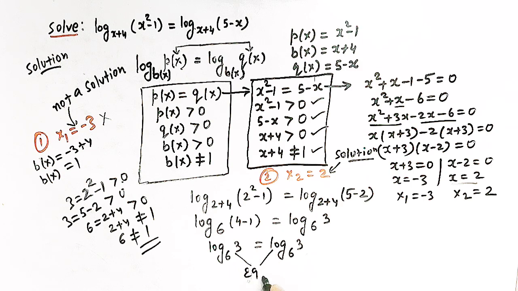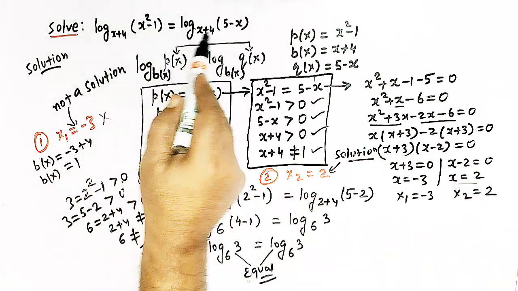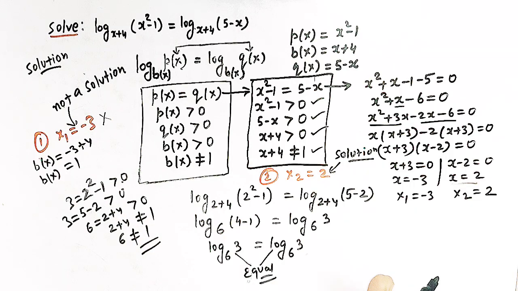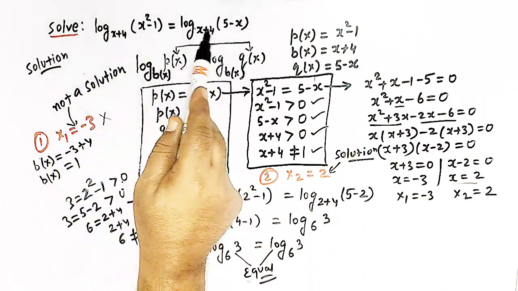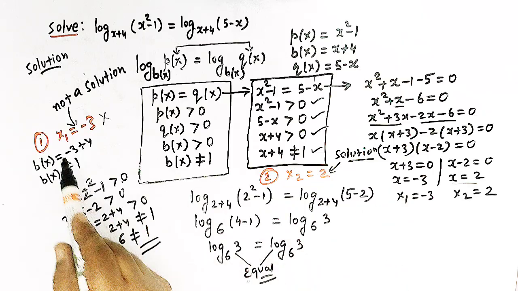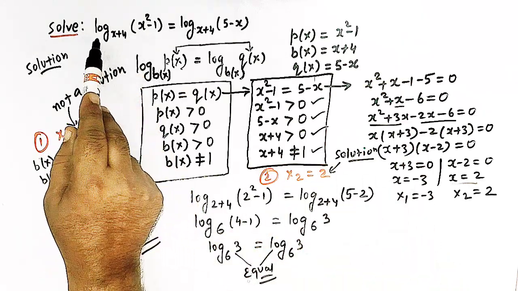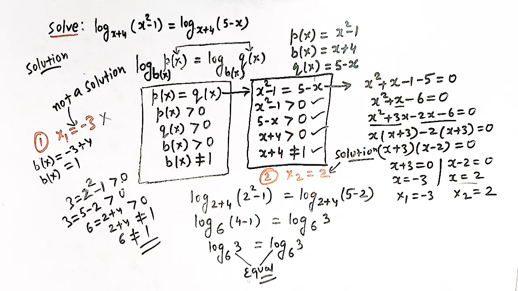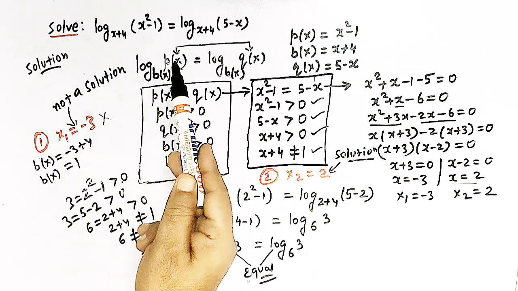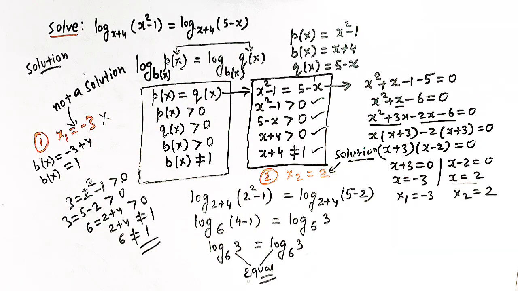So here we have seen that when we take x is equal to 2 in the given equation, then both the sides are equal, right? So here x is equal to 2 is the only solution of this logarithmic equation, and we have already discarded x is equal to minus 3 as a solution of this equation. So viewers, this is how we can find out the solution of these kinds of logarithmic equations.